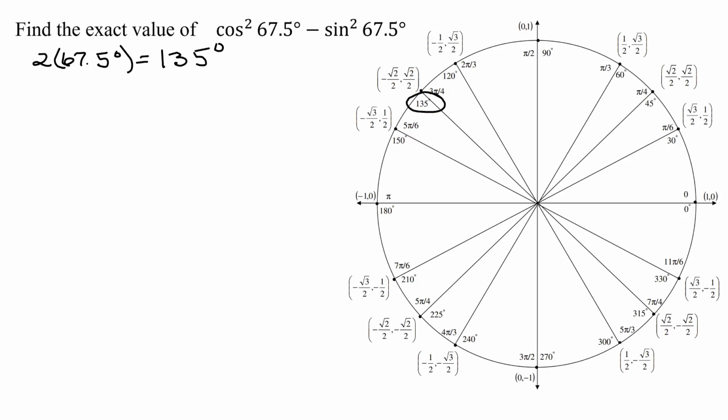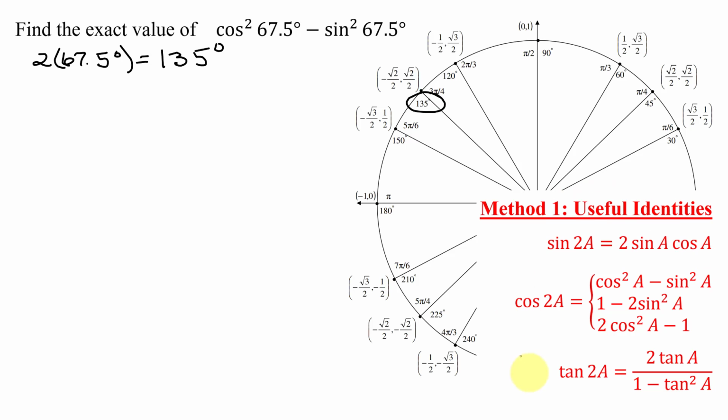Now I'm going to show you two different methods for solving this problem, and the most efficient method surprisingly doesn't involve a half angle identity, but involves double angle identities. And here I have the double angle identities for sine, cosine, and tangent, and I need to compare those to my given expression of cosine squared 67.5 degrees minus sine squared 67.5 degrees. Do any of these have this same format?